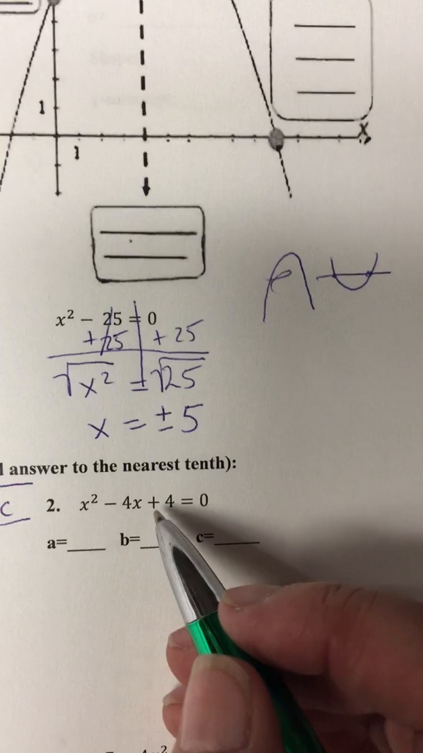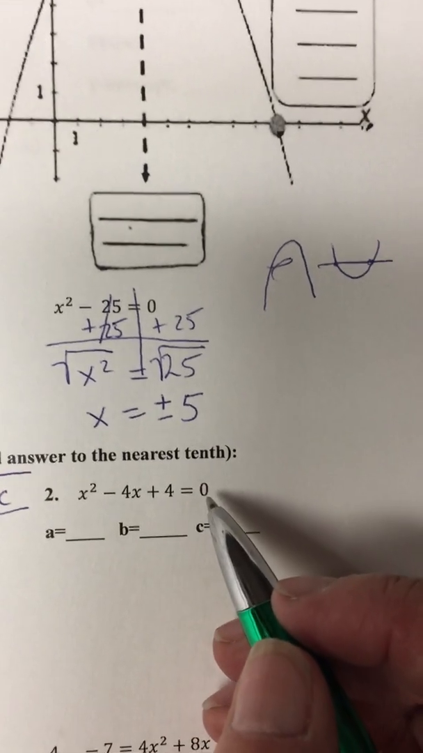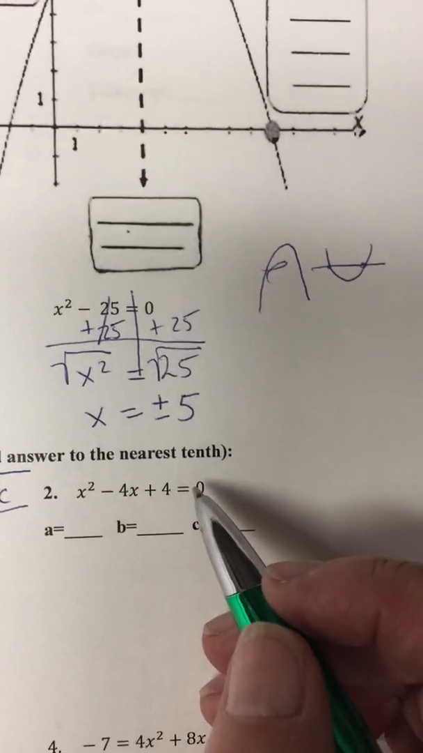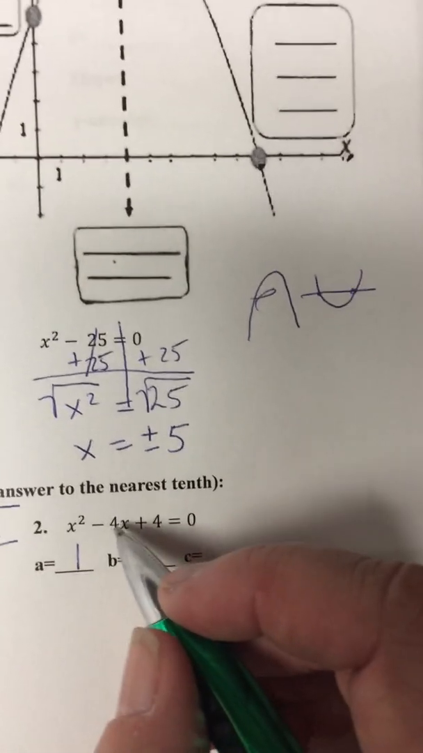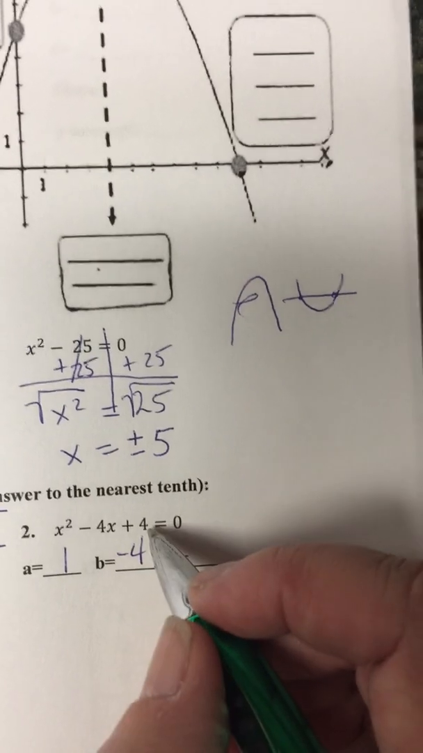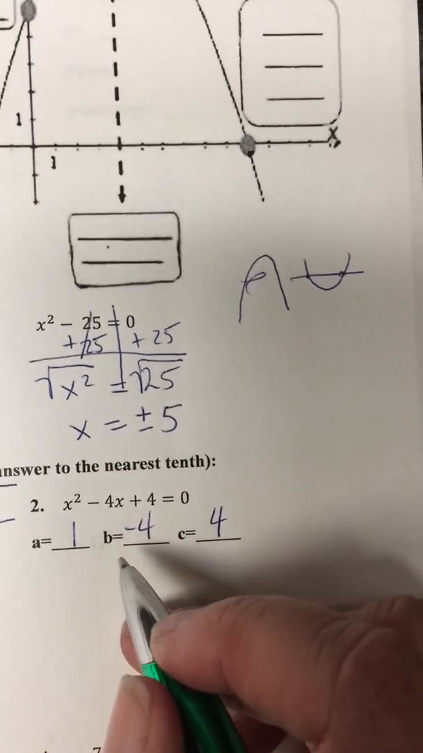Is the x squared, the x, and the number all on one side with 0 on the other side? Yes. Check, it is in standard form. So now I can pick out the A. The number in front of the x squared is 1. The number in front of the x is a -4. And the constant on the end is a +4. So there's my A, B, and C.